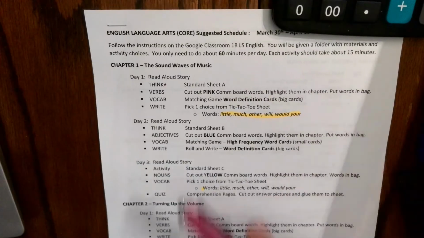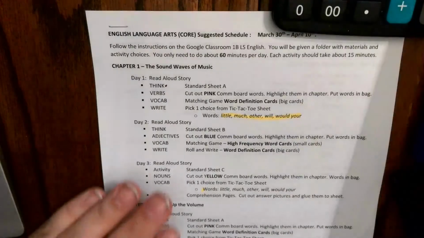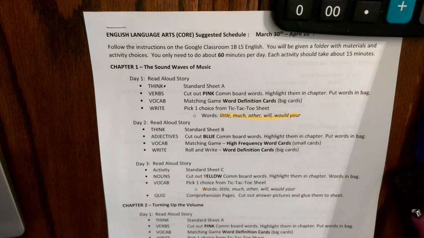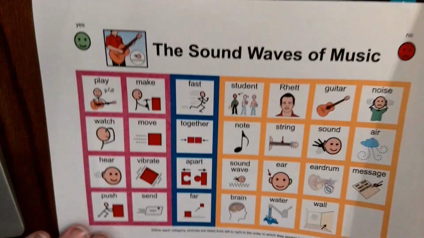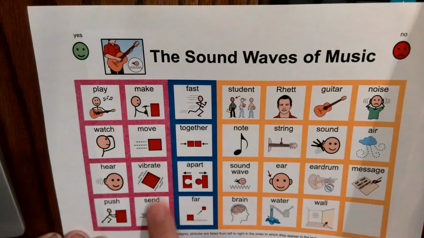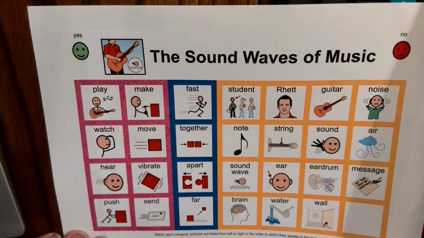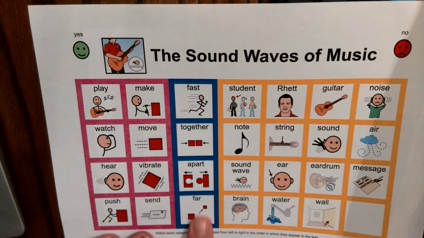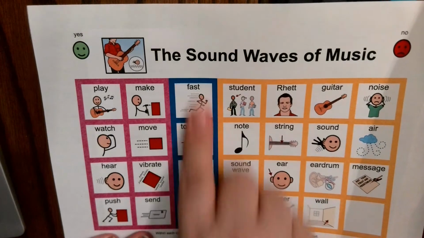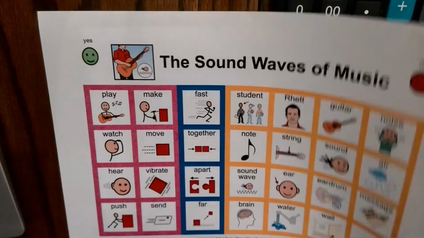The next thing it says is verbs. We're also going to be looking at the verbs that are in each of these books. So the verbs are here on a sheet inside your folder. They're called the COM boards. Again, it's the same title, the sound waves of music, and these pink or purple words are verbs. For example, play or make or watch or move. Later on, we'll be looking at the blue ones, which are descriptor words, and then yellow words are nouns. So we'll do each one of these per day during the week. Don't do them all at once.